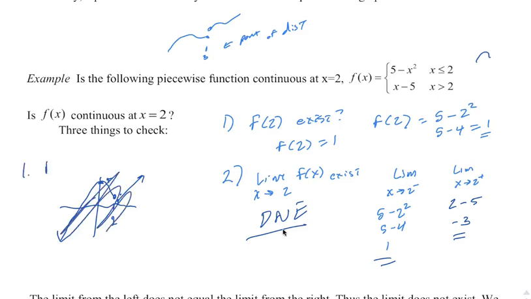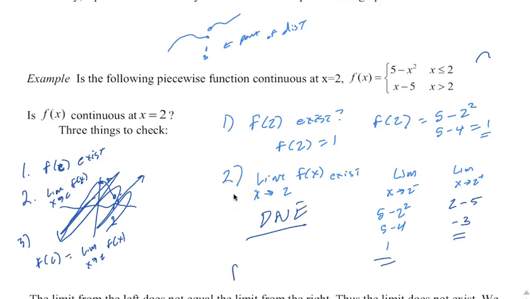The 3 criteria: 1, f of c exists. 2, the limit as x approaches c exists. And then 3, 1 and 2 match: f of c equals the limit as x approaches c. Once one of these 3 criteria fails, you're done. You don't check anymore. You need all 3 to be continuous, and number 2 failed.